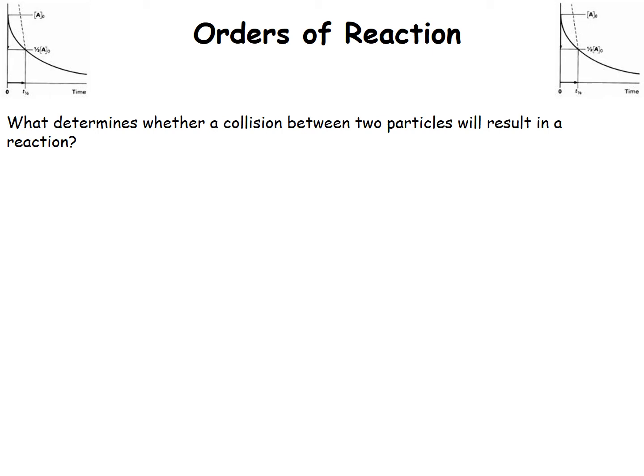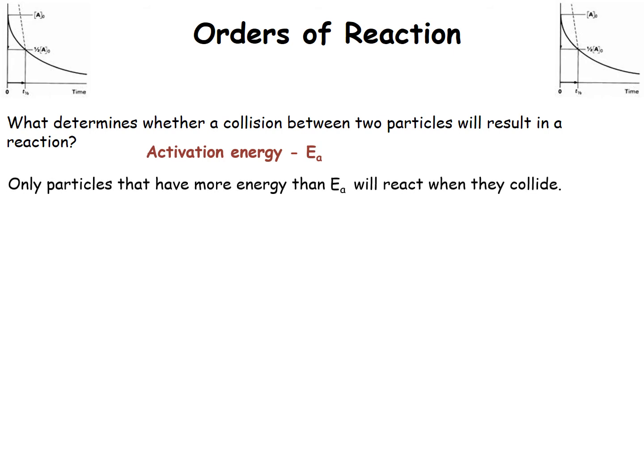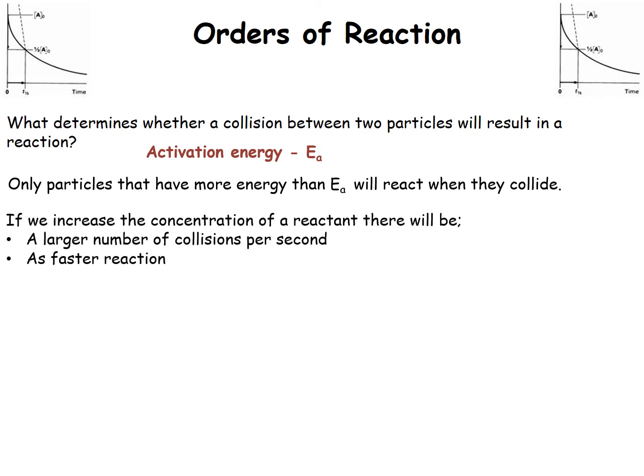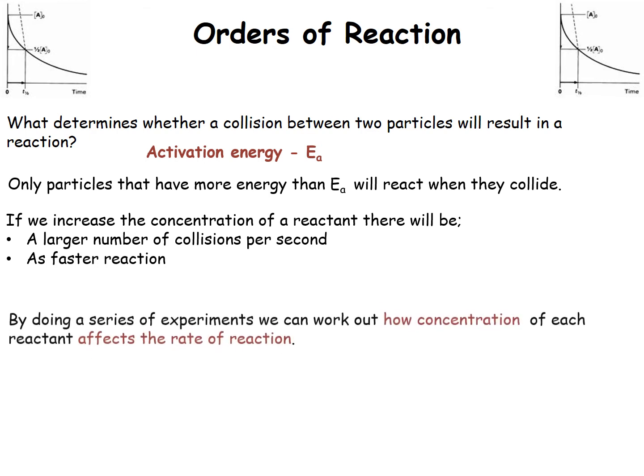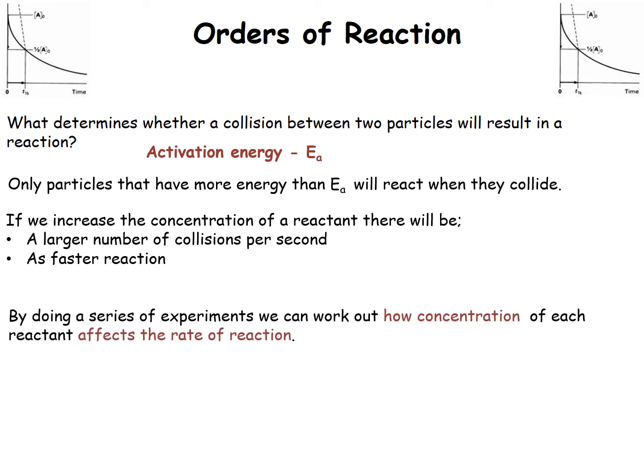What determines whether a collision between two particles will result in a reaction? I hope you're thinking in advance of me revealing the answers. The activation energy. So only particles that have enough activation energy will react when they collide. If we increase the concentration of a reactant, there'll be a larger number of collisions per second and a faster rate of reaction. By doing a series of experiments, we can work out how the concentration of each reactant affects the rate of reaction, and how much they affect the rate of reaction, we give a figure to, and we call that an order.